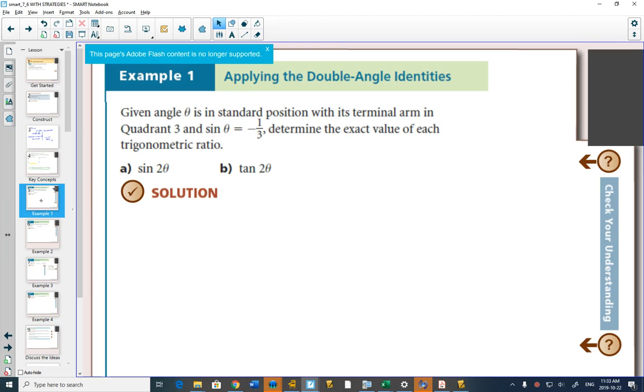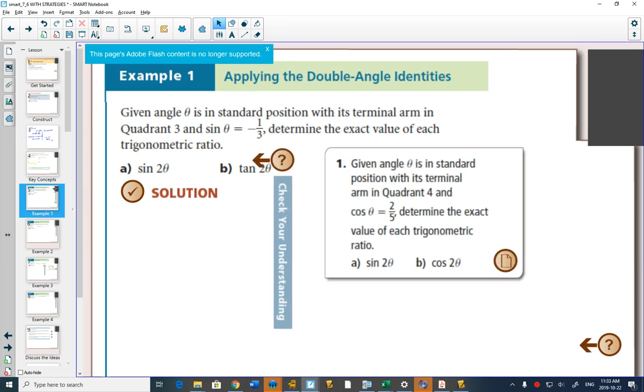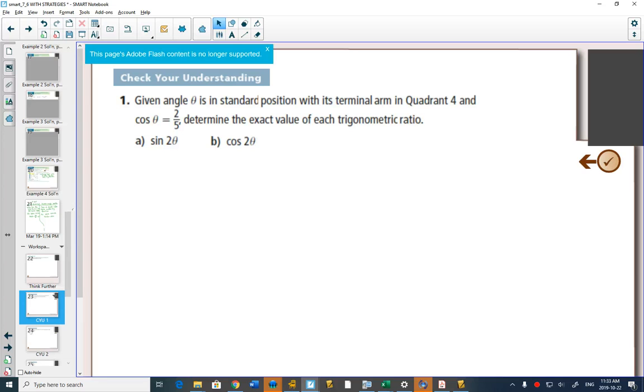Example 1, look at the one off to the side. Given angle theta is in standard position with its terminal arm in quadrant 4 and cos of theta equals 2/5, I'm going to stop reading right there. Doesn't this already sound like questions we've done before? Just reading that up to the comma. Given angle theta is in standard position with its terminal arm in quadrant 4 and cos of theta equals 2/5, I'm not even going to read the rest of the question.